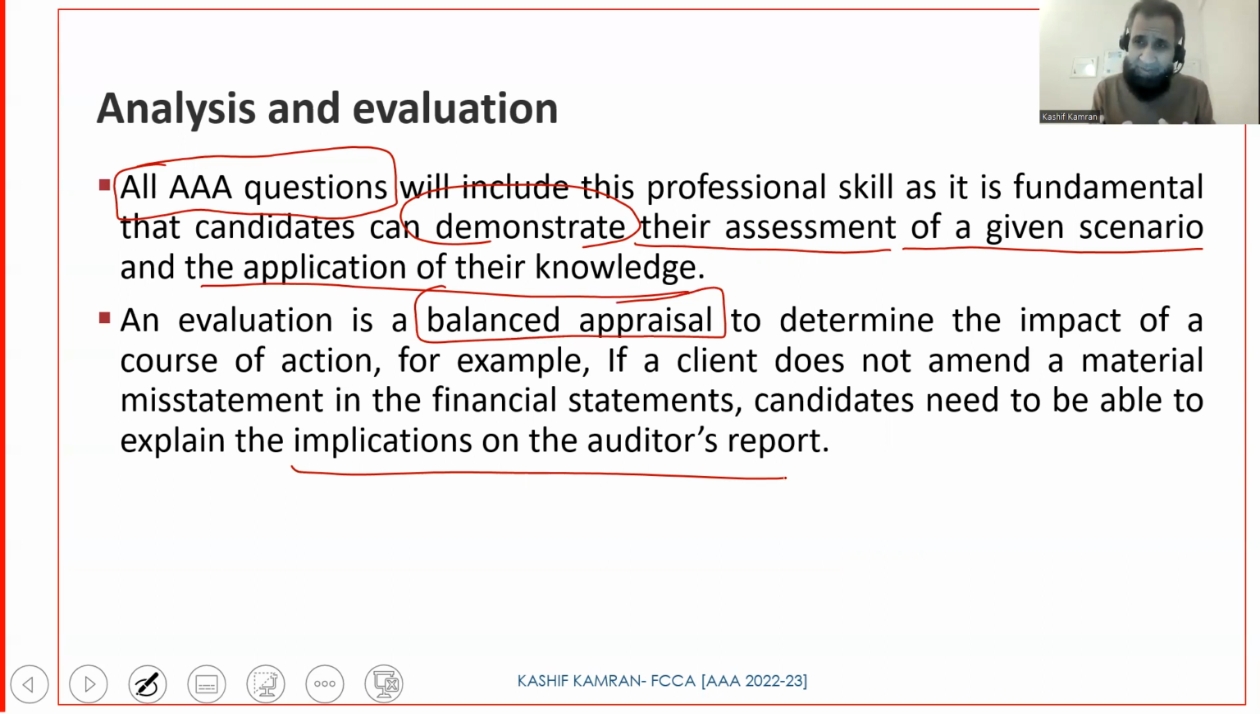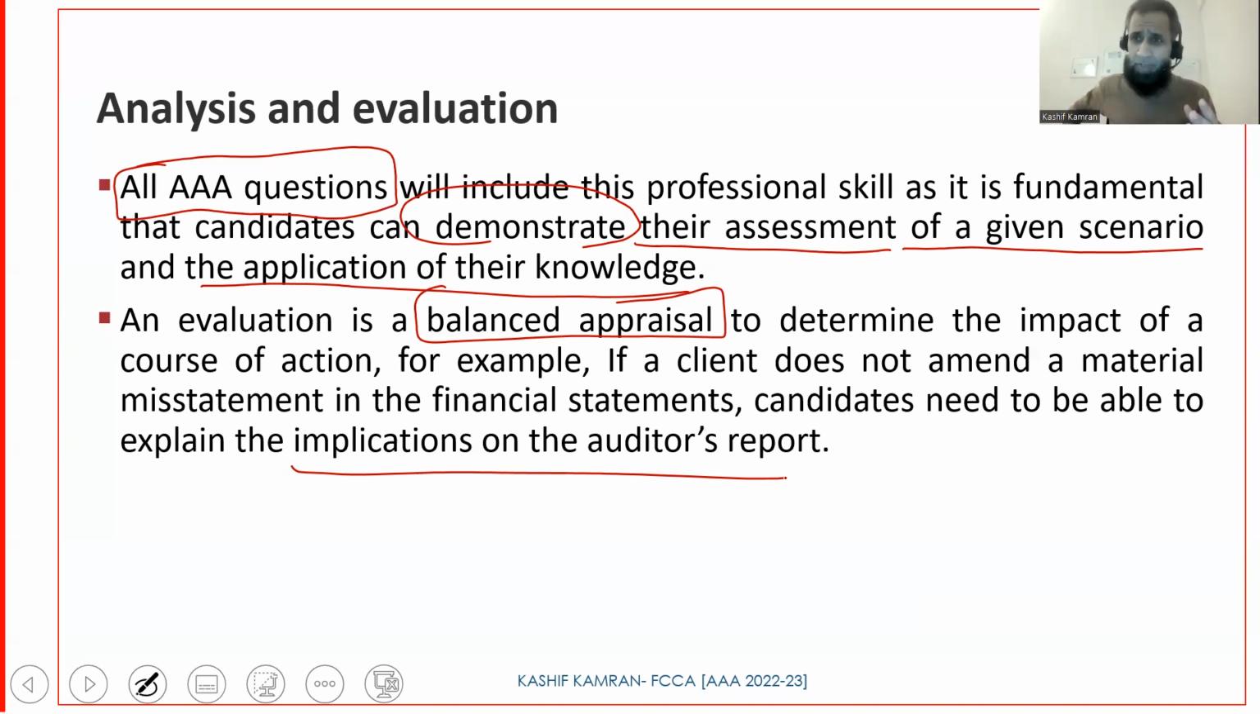There are so many instances in the AAA paper when the requirement of a question itself starts with evaluate: evaluate the ethical and professional implications, evaluate the impact on the audit report, evaluate the business risk, evaluate the audit risk, evaluate the component auditor strategy. We're not talking about the introduction of professional skills. Even if you look at the old papers, June 22, March 22, and December 21, there were questions asking you to evaluate. Evaluate is a very common verb in the AAA paper, because you are a manager in the context of the AAA and you are evaluating so many things.